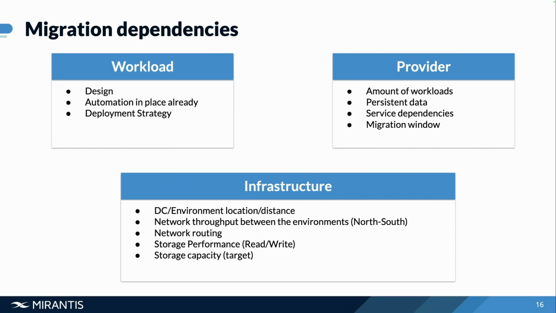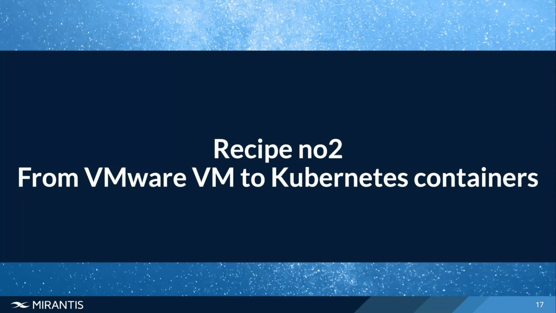And the second thing is networking, right? North-south traffic is also very important because we are copying data, the OVF container and any other data that is required, from VMware towards OpenStack. So we have these two constraints on networking and storage. Okay, so this was recipe number one, where I detailed all the different steps of migrating from VMware to OpenStack.